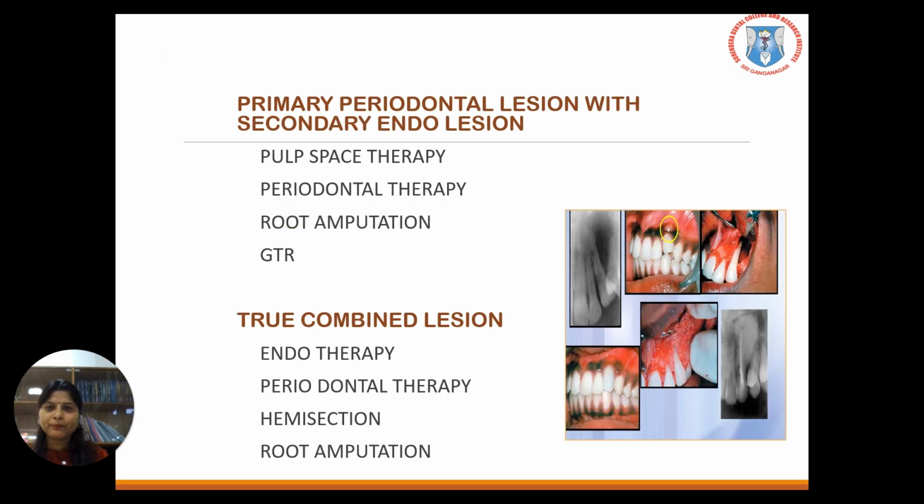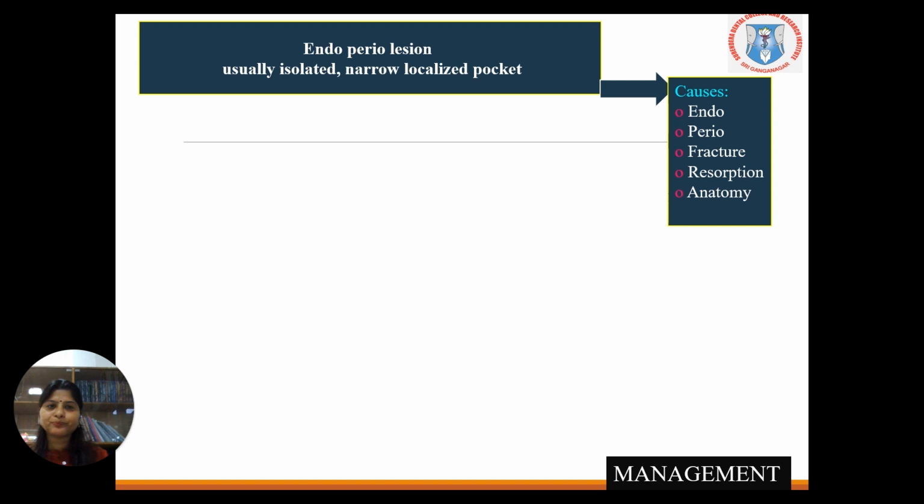pulp space therapy. A primary periodontal lesion with secondary endo also involves the pulp space. Go for root canal, which will be followed by periodontal therapy, root amputation, and GTR. Then comes the true combined lesion, same as that, that is, endo done first, then periodontal therapy, hemisection, and root amputation.